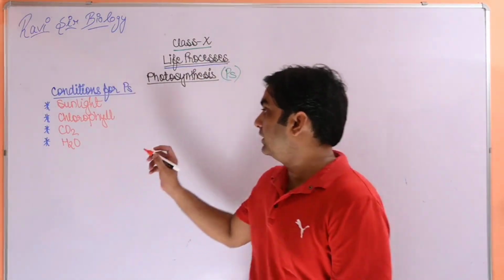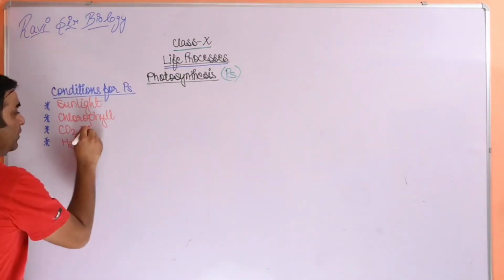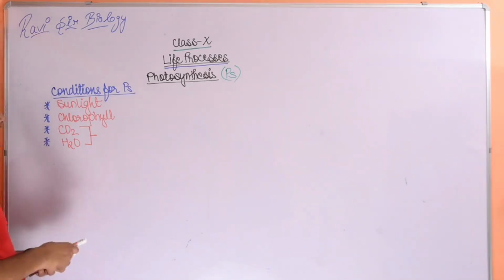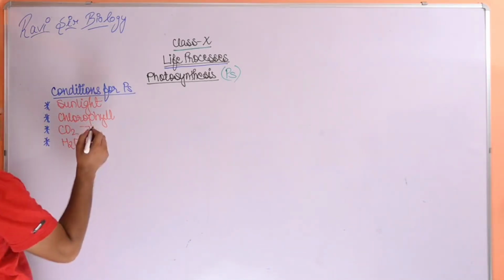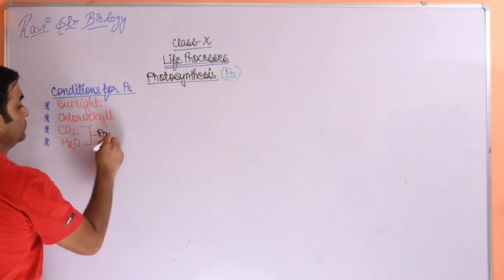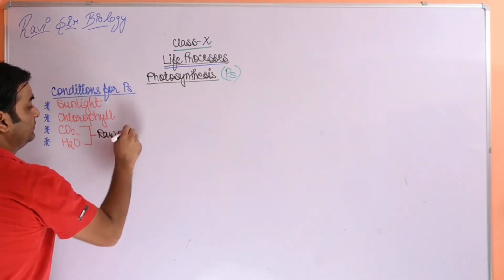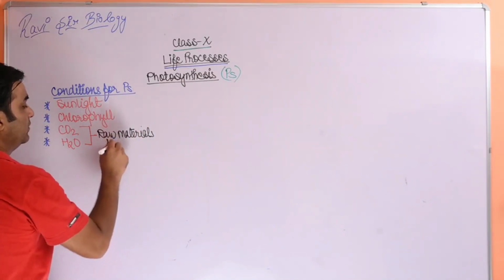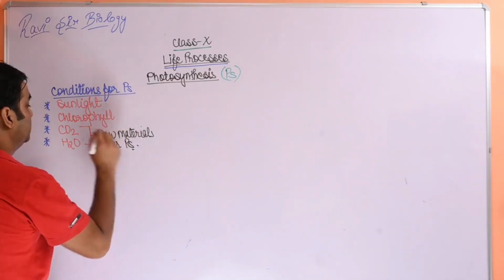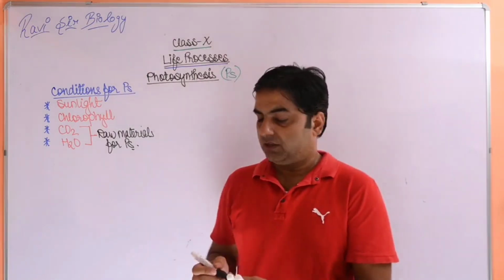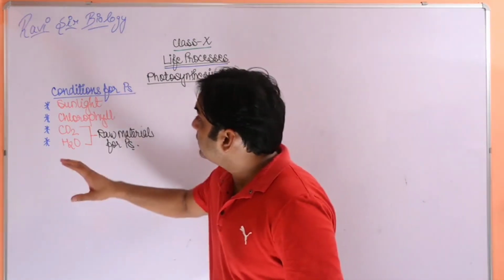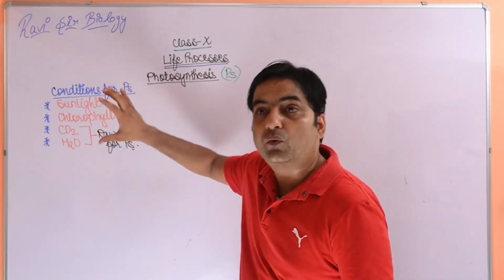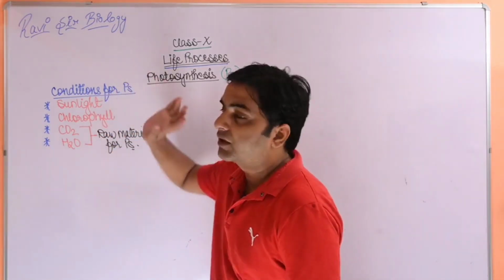Of these four things, only these two are raw materials for photosynthesis. Remember it, there may be a question: what are the raw materials required for photosynthesis? These two, carbon dioxide and water. So let us see how these four conditions are getting fulfilled so that the plant can perform photosynthesis.